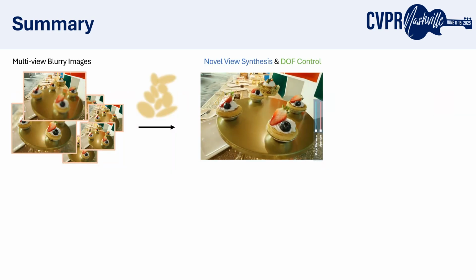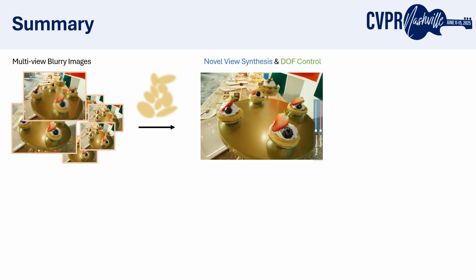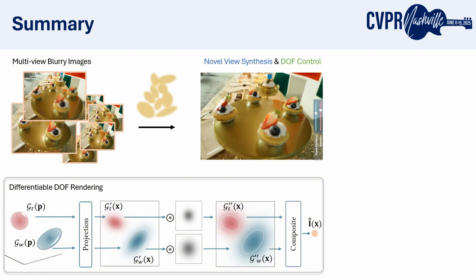To summarize, in this work, we propose DOF-GS, a framework that uniquely enables post-capture refocusing and reconstructs sharp 3D scenes from multi-view defocused images. At its core is a differentiable and efficient DOF rendering module based on a finite aperture camera model.